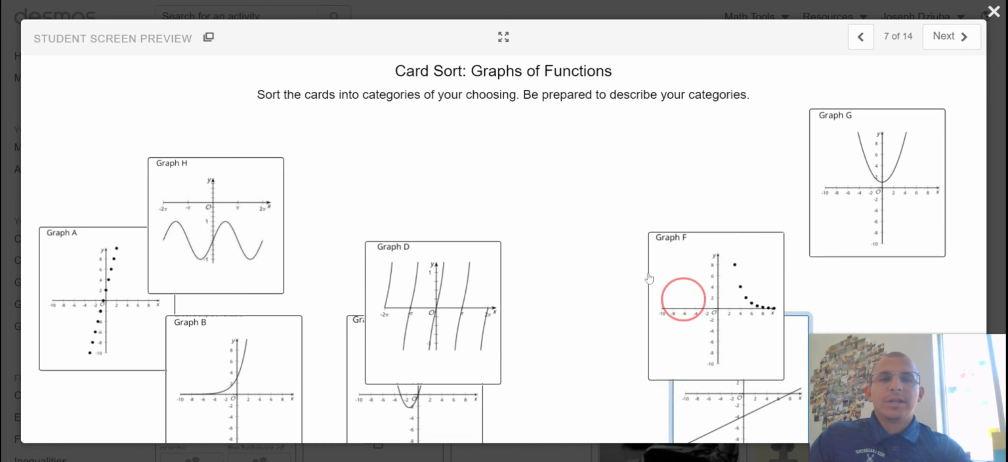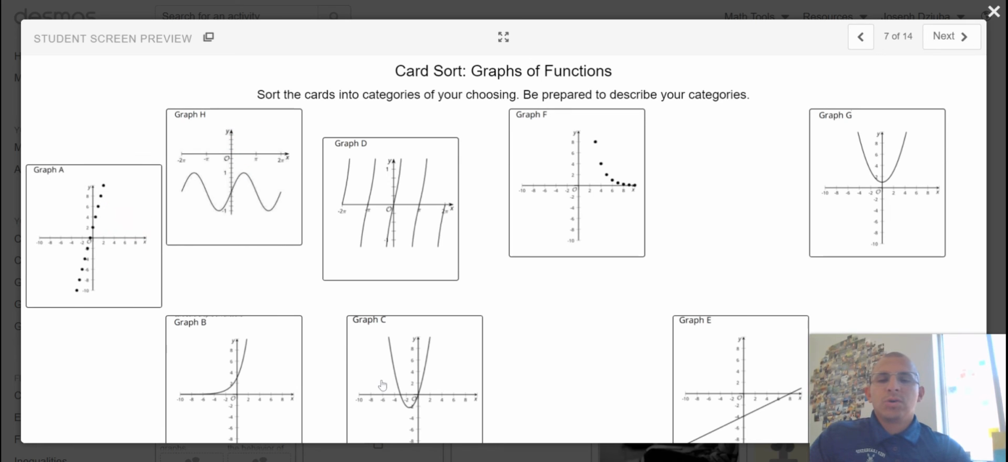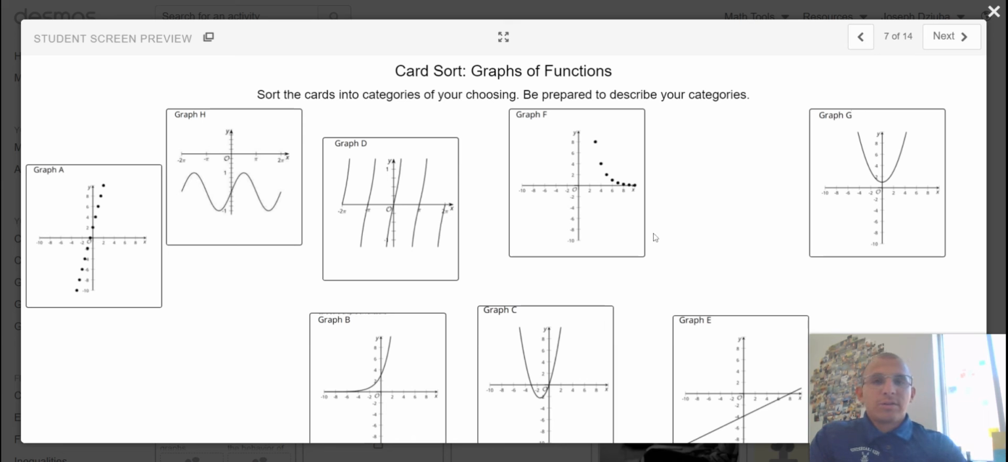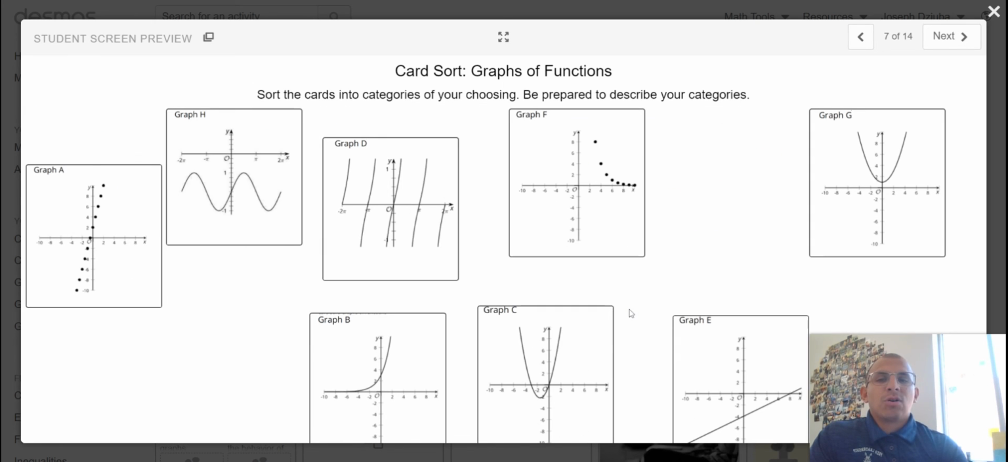We have a card sort here, where you're going to sort your various cards into categories. And on the next slide, you'll describe those categories. I give you a few categories to select from. If that's not how you did it, totally fine as well. There are no right or wrong answers here. You just need to be able to justify why you linked certain cards with one another.